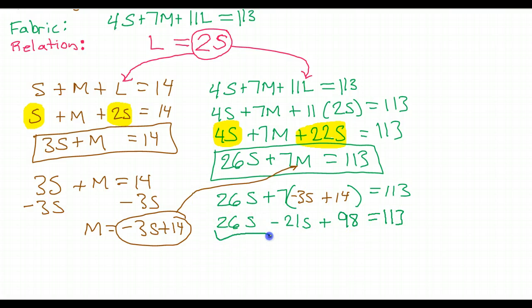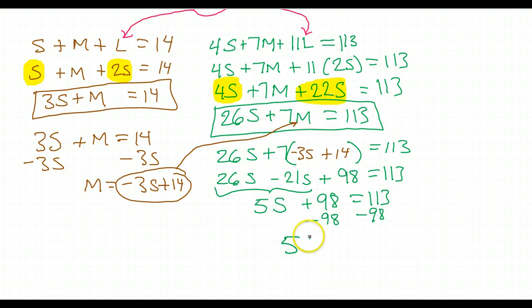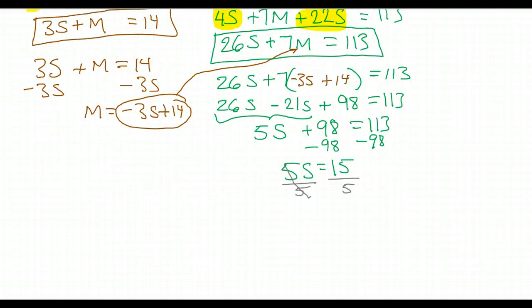Alright, looking at the like terms that I have right here, that's going to be 5S plus 98 is equal to 113. As we subtract 98 from both sides, that's going to give us 5S equals 15. So if I now divide by 5 to finish it off, of course I'm going to get s equals 3. Okay, so that is our first value. All right, we just found the number of small quilts. It's 3.